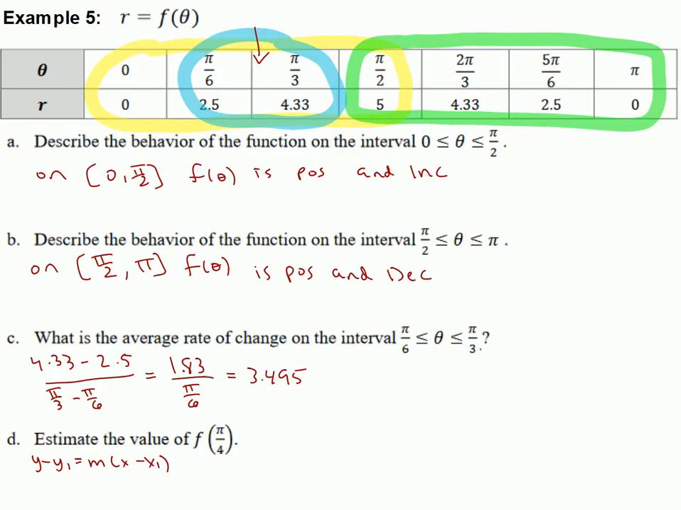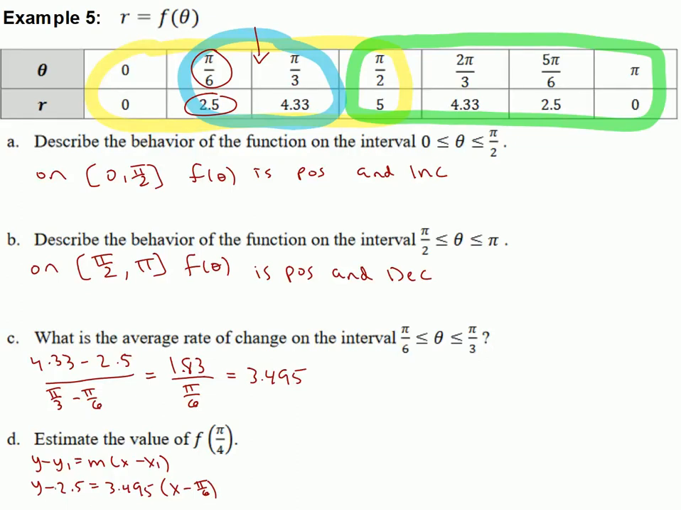So between pi over 6 and pi over 3, I definitely like this 2.5 better. So let me use that point right here. I'm going to use that as x1 and y1. Okay, so let's say that this is really going to be y minus 2.5 equals, we got our slope there, 3.495. Now keep in mind that's a rounded value. We might need to use the exact number there. x minus x1, well that's just pi over 6.